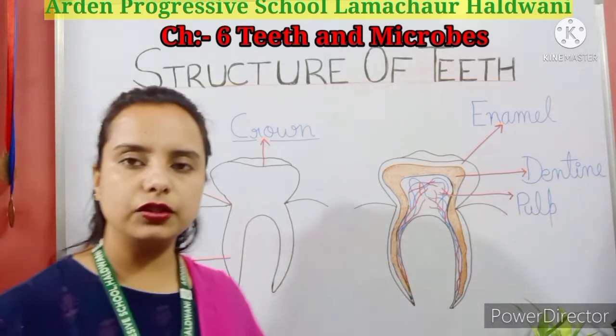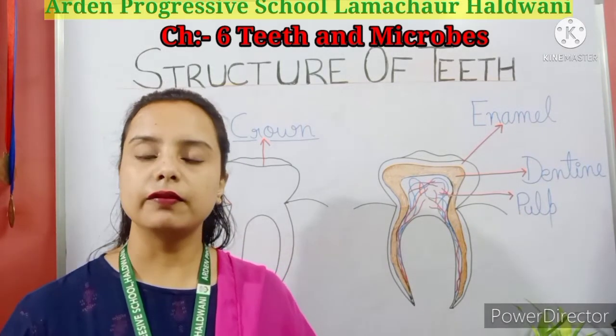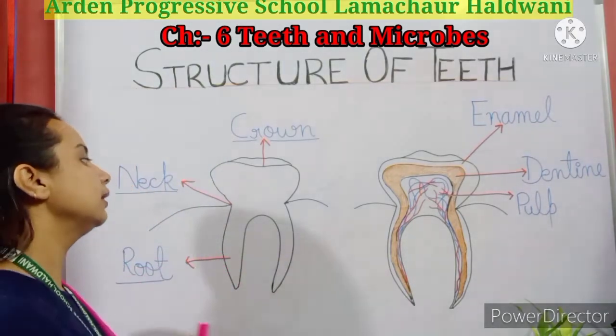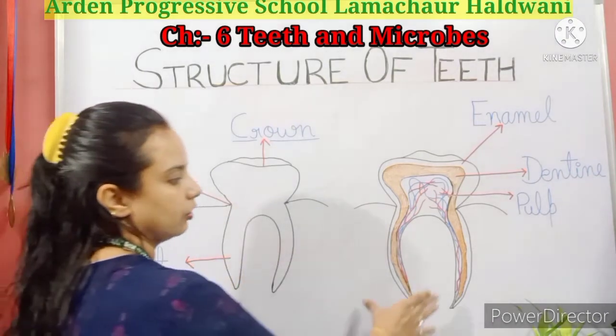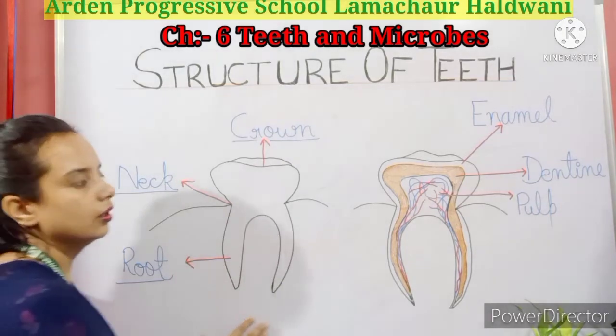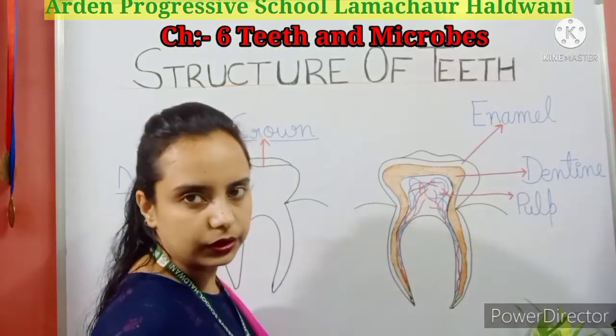In the previous video I told you that when we eat food, we chew that food with the help of our teeth. So let's understand about the teeth. Here you can see two structures of the tooth: first the outer structure, and then the internal structure of the tooth.